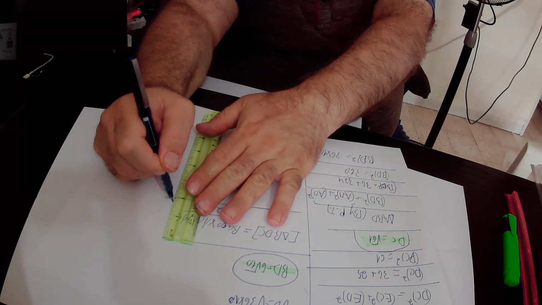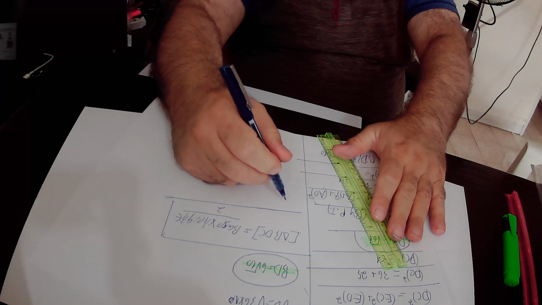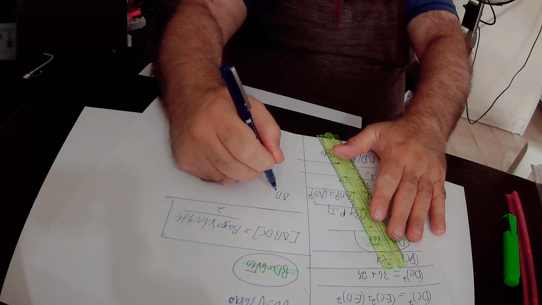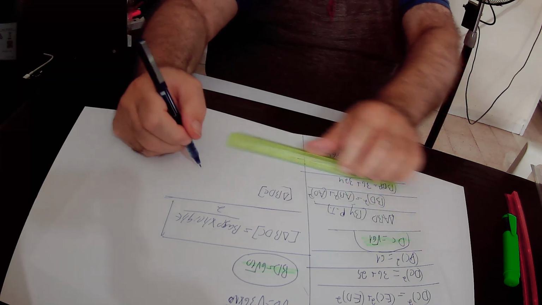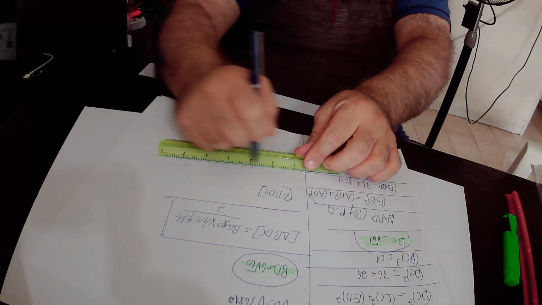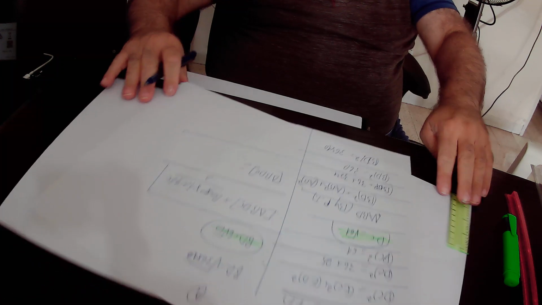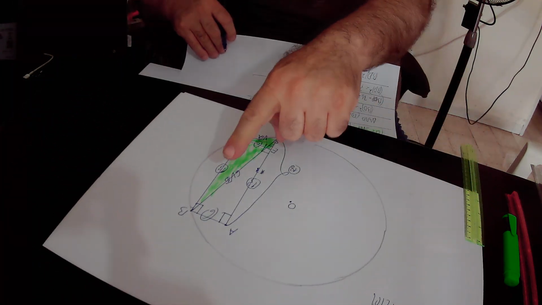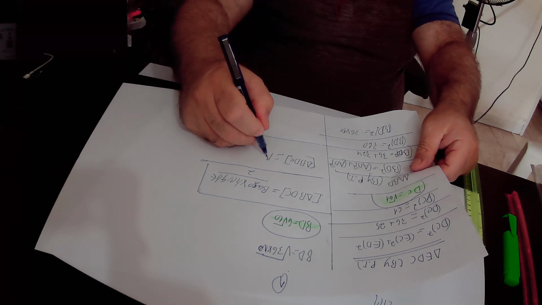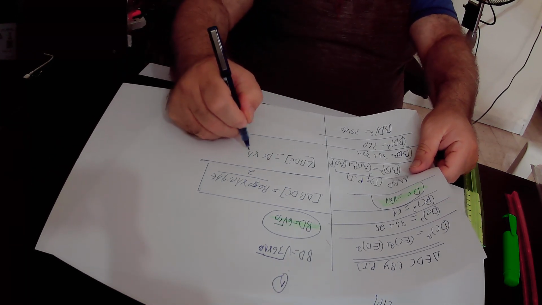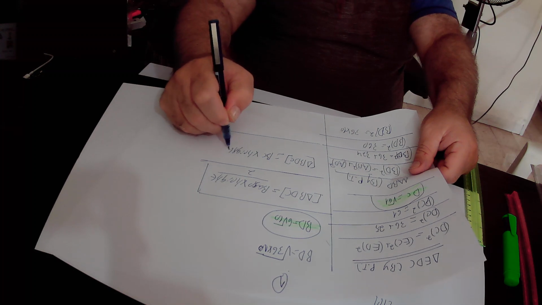So the area of the green triangle BDC equals the base of the triangle. We will choose the base of the green triangle as BC, times the height, over 2.